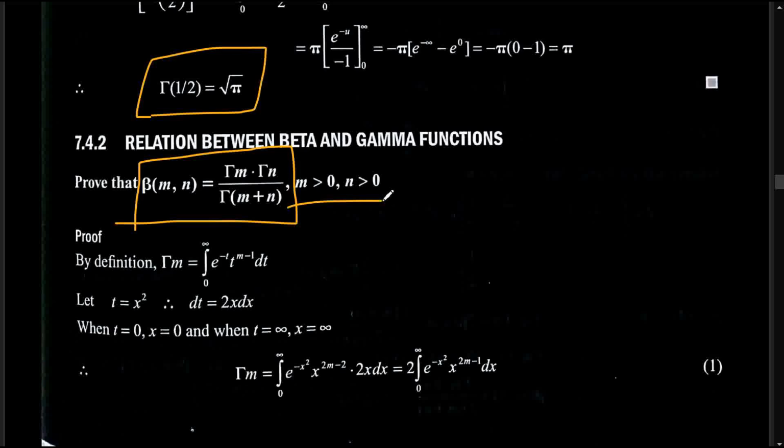This is very important. In the beta and gamma functions, please make a note of the conditions. Conditions are very important: greater than 0, less than 0, equal to 1, like that. Conditions are very important in this chapter.